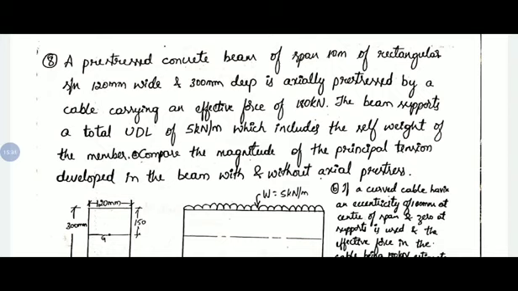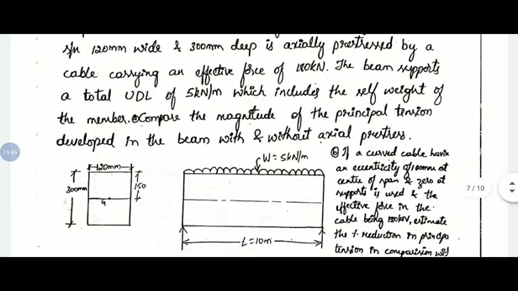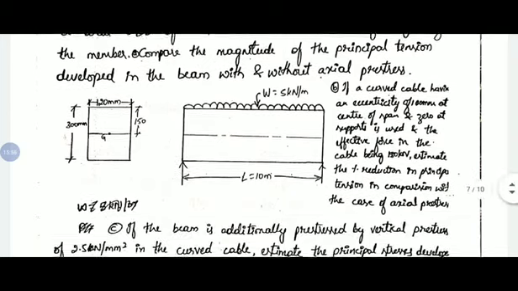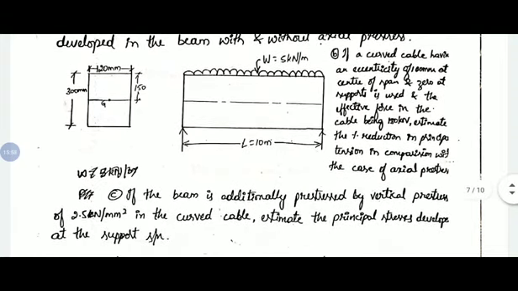If a curved cable having an eccentricity of 100 mm at the center of the span and 0 at support is used, and the effective force in the cable being 180 kN, estimate the percentage reduction in principal tension in comparison with the case of axial pre-stress. And third case, if the beam is additionally pre-stressed by a vertical pre-stress of 2.5 N per mm square in the curved cable, estimate the principal stresses developed at the support section.